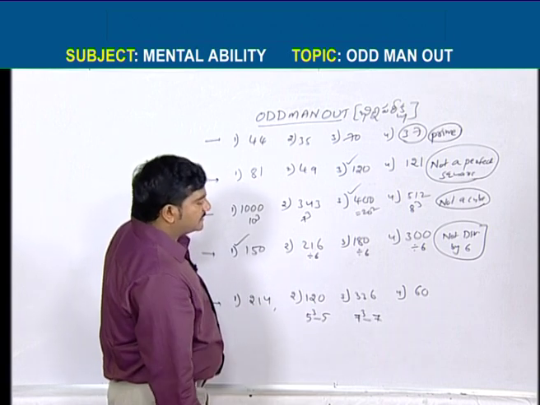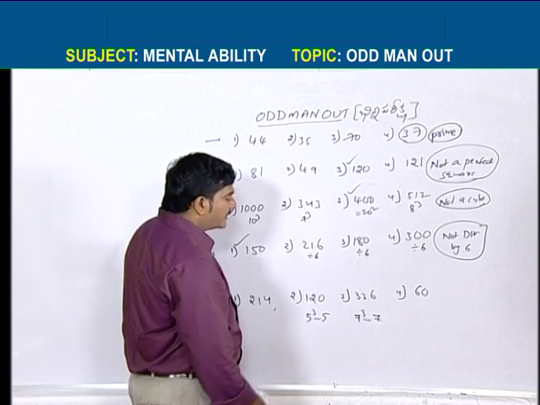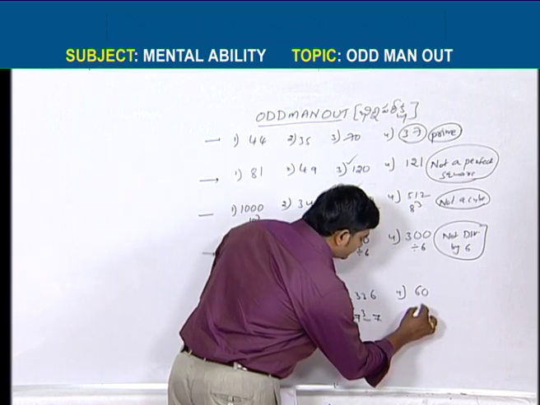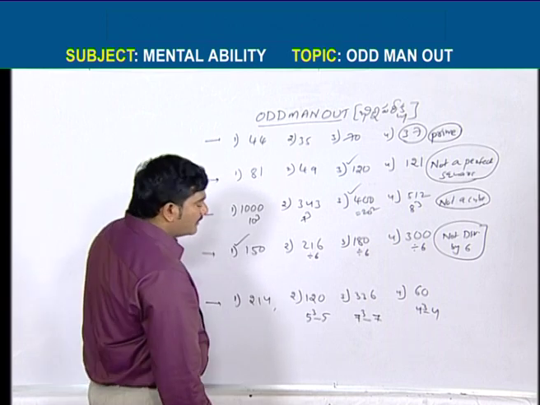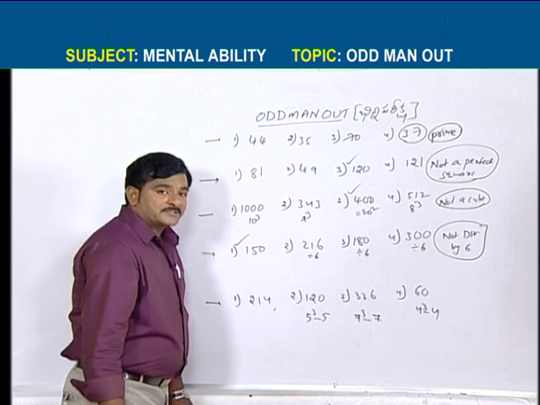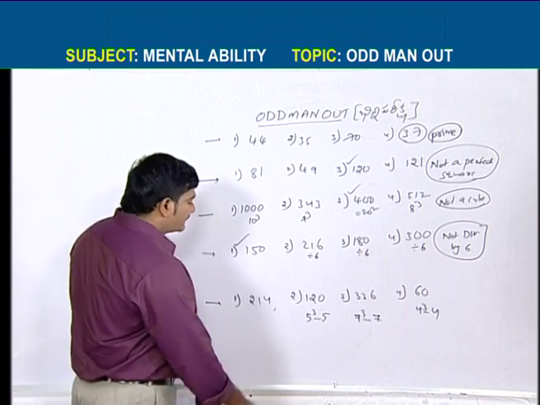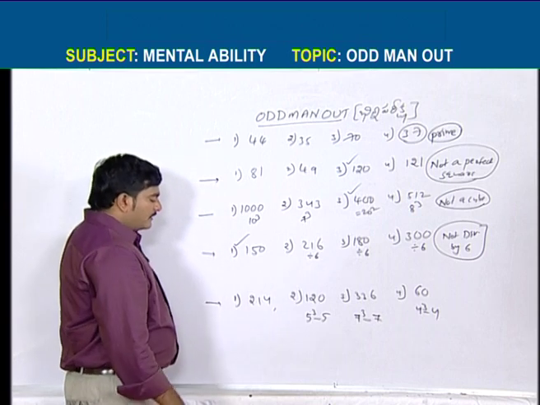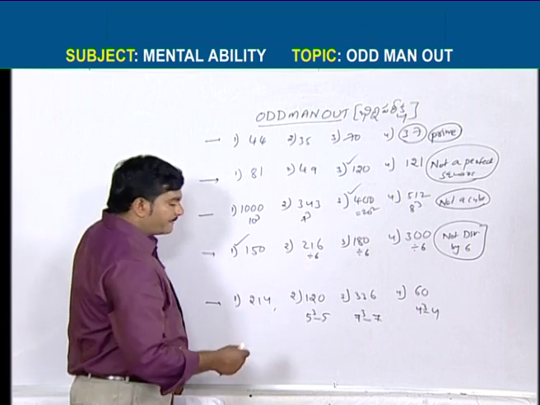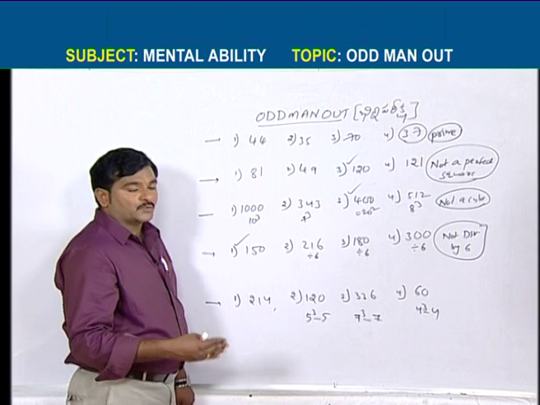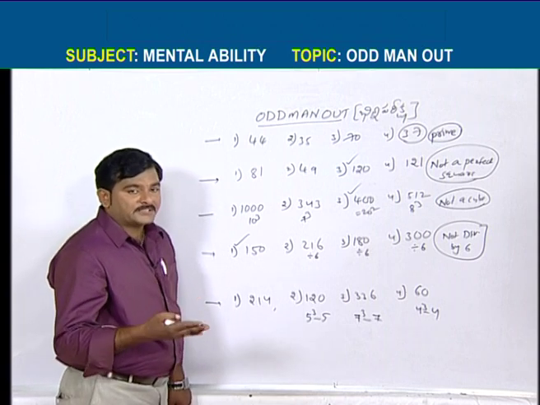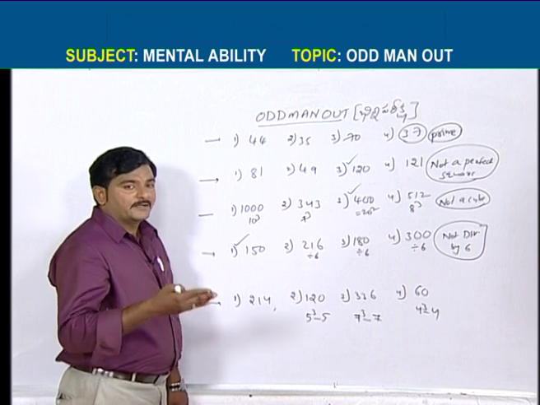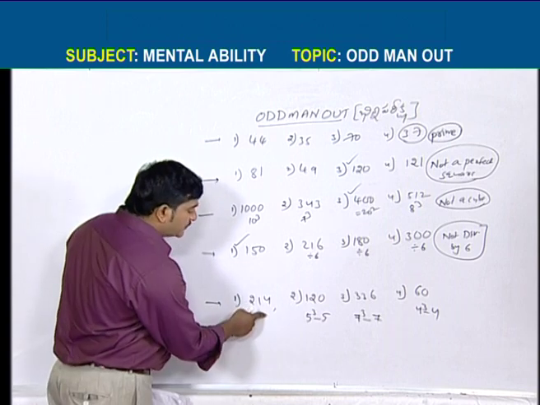336. What about 60? It is very clear: 4 cube minus 4. 4 cube means 64, 64 minus 4 means 60. What about the first option, 214? It is near to 216, which is 6 cube. But is it 6 cube minus 6? 6 cube means 216, minus 6 means 210. But is it 214? No.